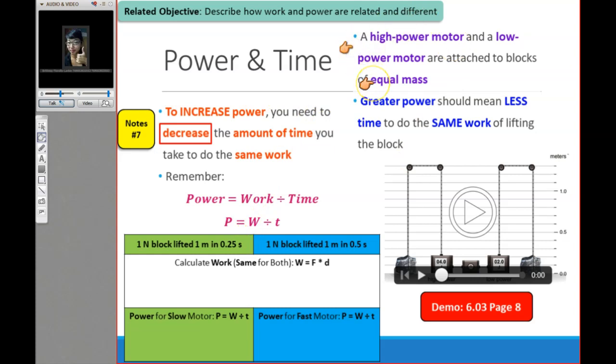What we're going to take a look at is a high power motor versus a low power motor, and they're attached to blocks of equal mass, which means that they have to do the same exact work, because the same work is lifting these blocks. However, the one with greater power should be able to do it in less time to do the same work of lifting the blocks.